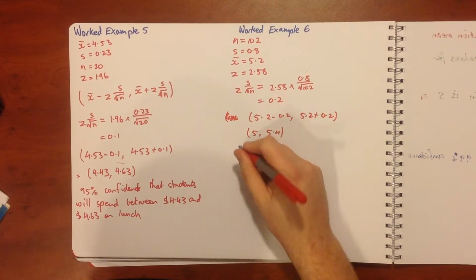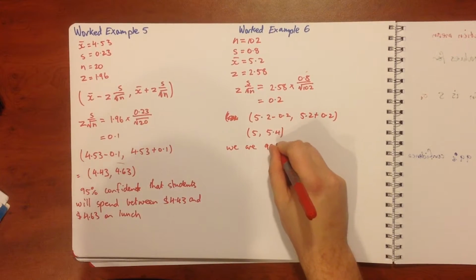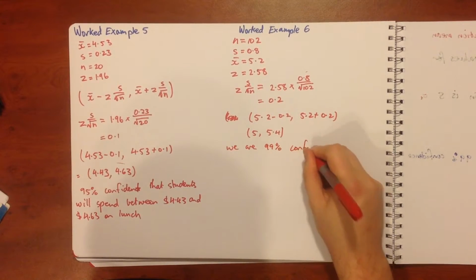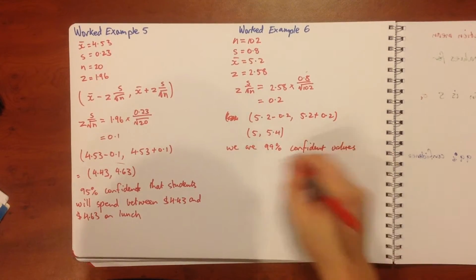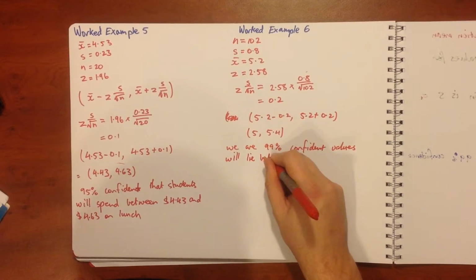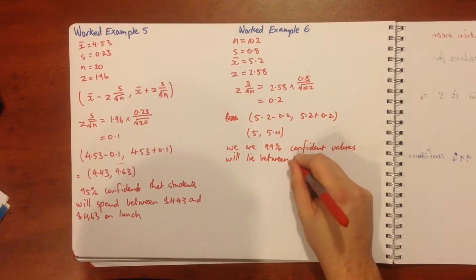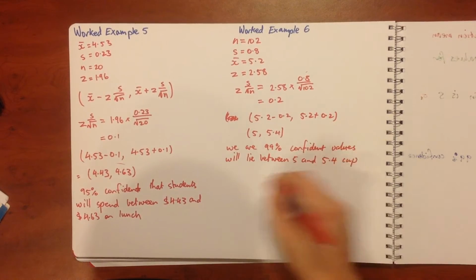So we can say that we are 99% confident that values will lie between 5 and 5.4 cups of vegetables.